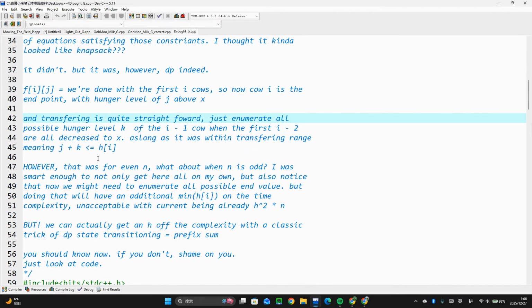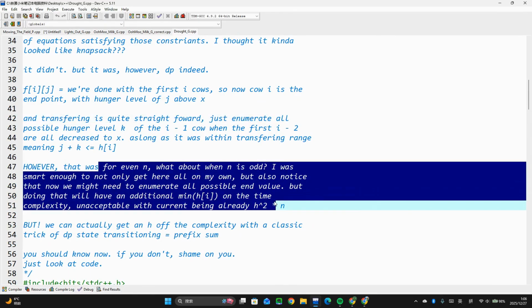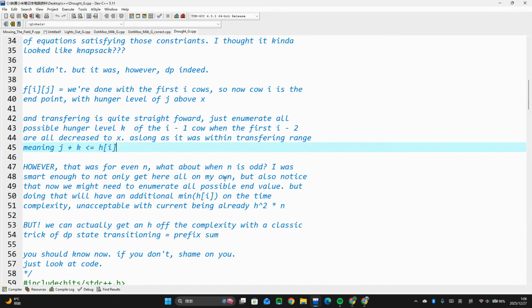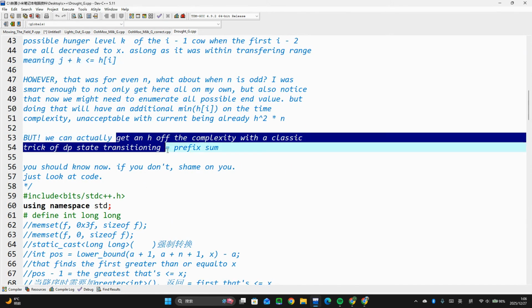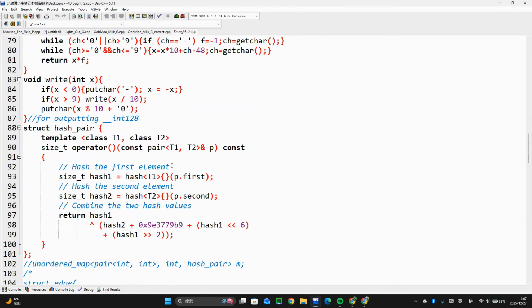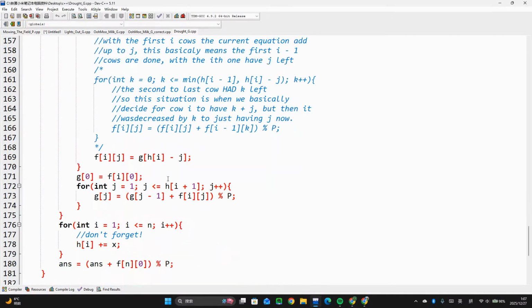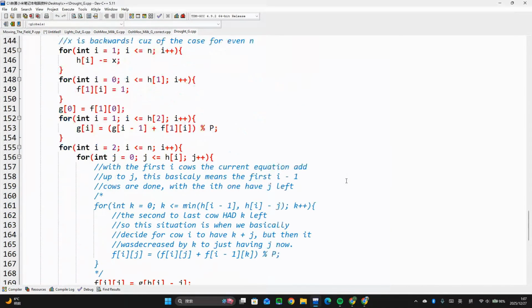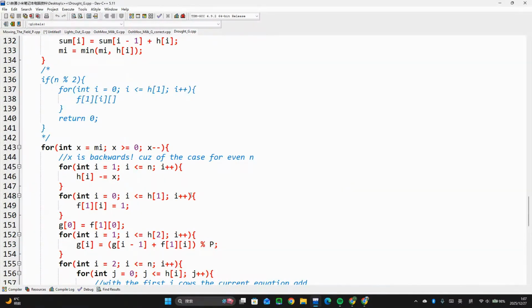And transitioning is straightforward. However, because we have to enumerate the x for the cases in which n are odd, we have to decrease the transition complexity by 1 by OH. And to do that, we use a prefix sum trick. And yeah, that is it. The implementation is actually quite simple for a gold problem, but I mean, it's DP, and I suck at that now.